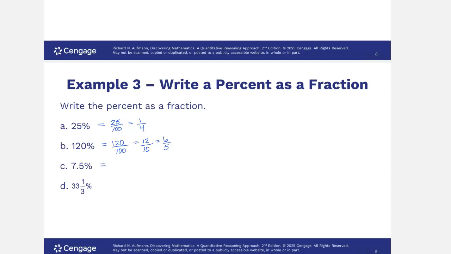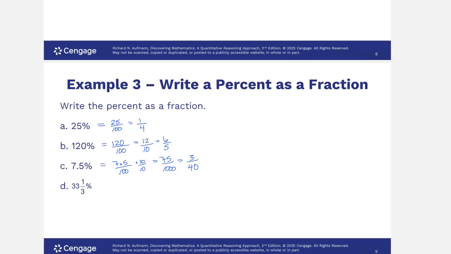We could do the same thing here. This would be 7.5 out of 100. So we could think about multiplying the top and bottom both by 10. And what that would do is it would move that decimal to the right. So this would be 75 over 1,000. And then we know 25 goes into both of those. 25 goes into 75 3 times. And 1,000 divided by 25 is 40. So there's my reduced form.